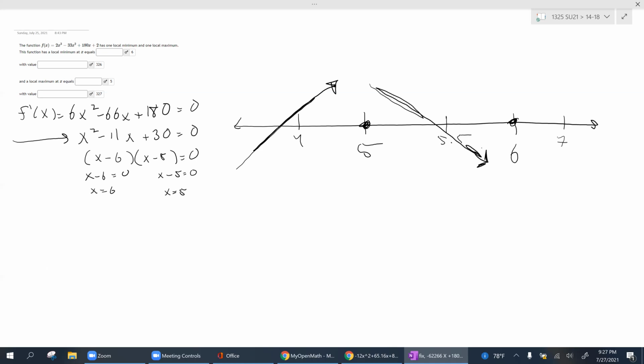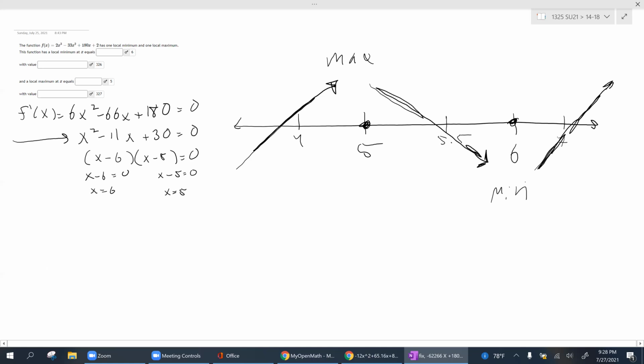And whenever we apply 7 into the first derivative, I get 49 minus 77 plus 30, which gives me 2. So in other words, this is positive 2, this is increasing. Meaning this one here is my max, and this one here is my min.